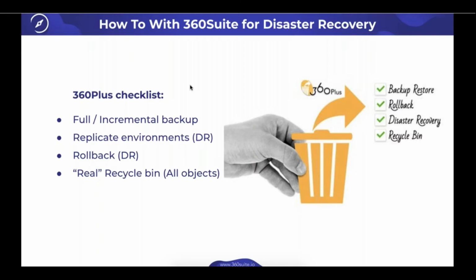Yeah, and the checklist here, with 360 Plus, the first backup is a full, then it is incremental. We'll replicate environments automatically. We can roll back and be selective because we do incremental backups. And then lastly, we have a real recycle bin, which means that anything can be restored, whether it's users, personal folders, security, publications. It's very comprehensive.